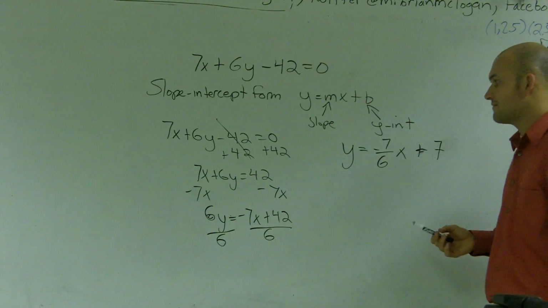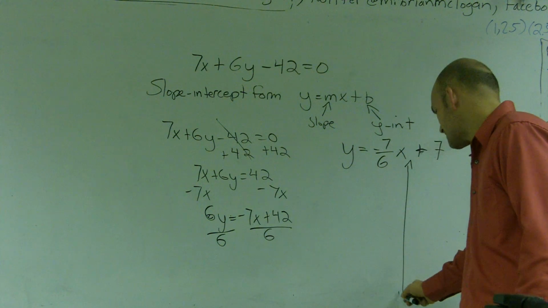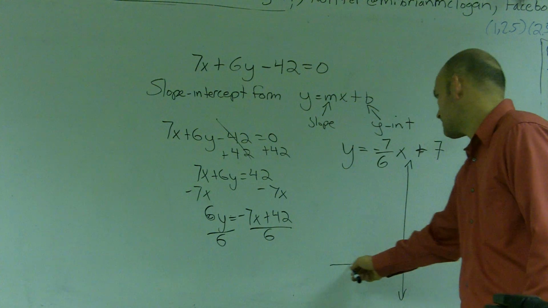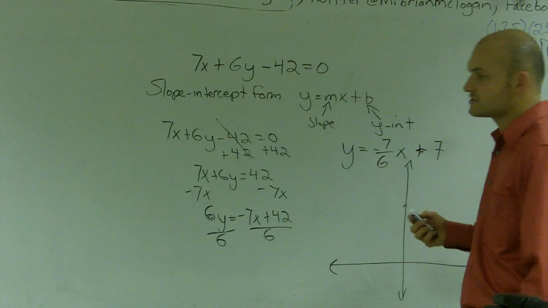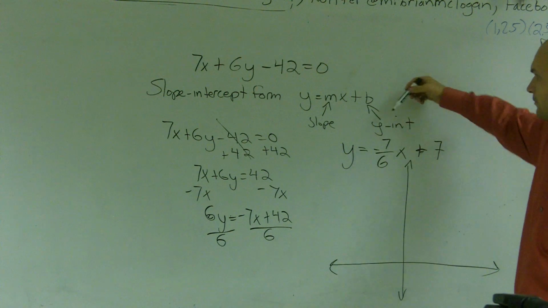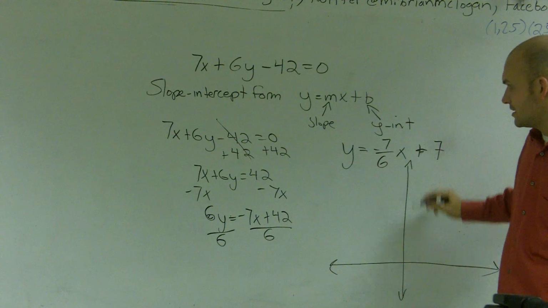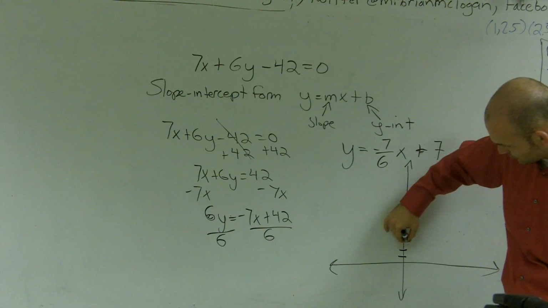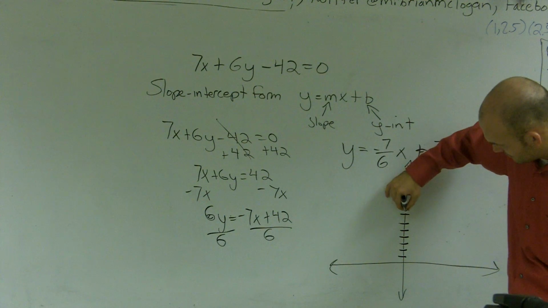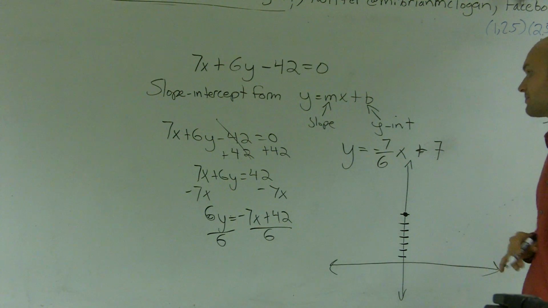So now they're asking us to graph this equation. So I'll draw an x and a y axis. Alright, and when graphing with slope-intercept form, remember the y-intercept is where the graph crosses my y-axis. So I'm going to cross at 7. So I go up 7 units: 1, 2, 3, 4, 5, 6, 7. And I make a nice little dot there because I know that's exactly where my graph crosses.